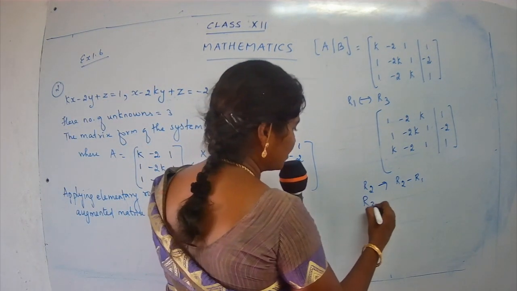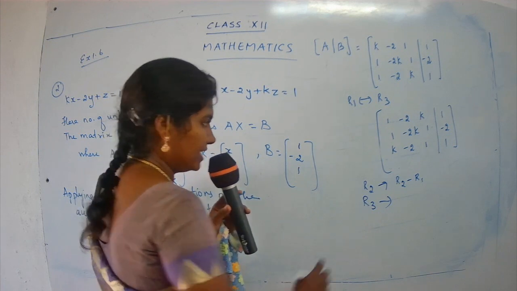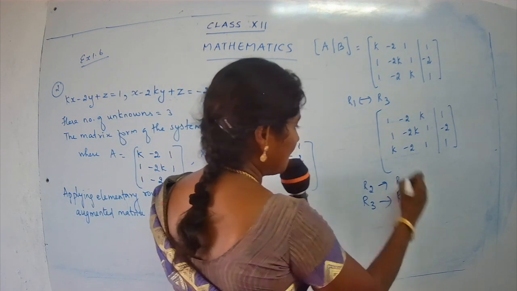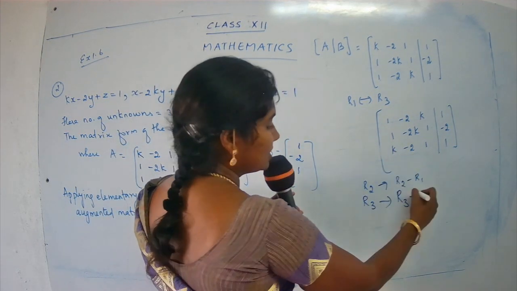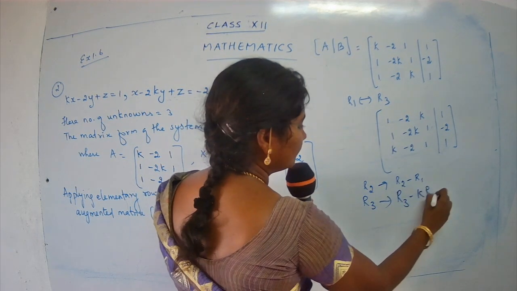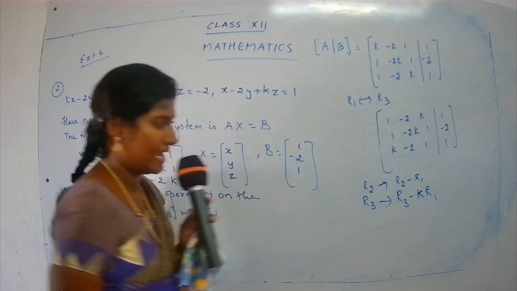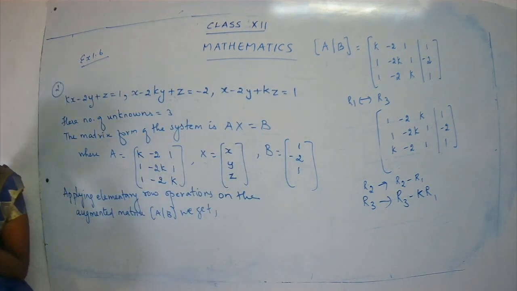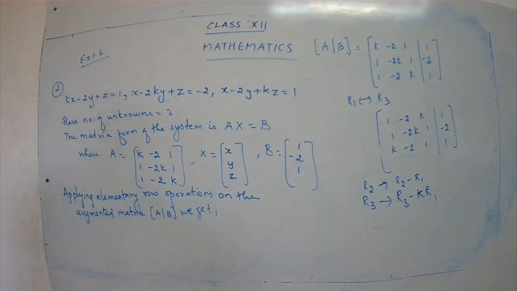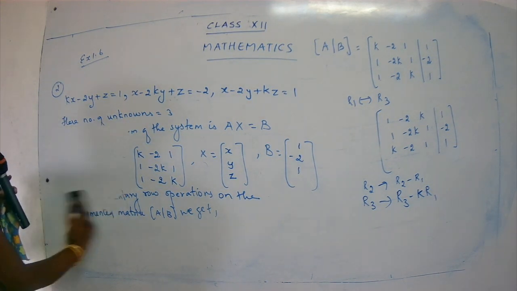The same type of conversion. So R3 is going to change as R3 minus K into R1. So K minus K will give you 0. So I am going to change the conversion as R3 changing to R3 minus K R1. I'm just going to apply the conversions and I'm going to get a new matrix. I'll rub this part. I hope you would have written this.